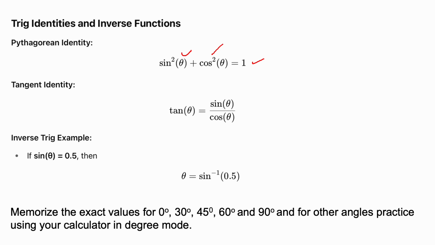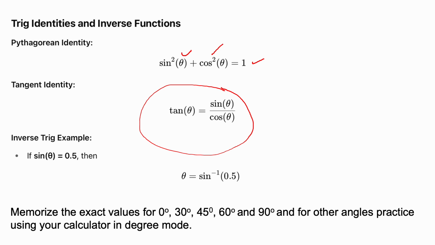The second identity, which is important especially for the ACT test, is tan theta equals sin theta by cosine theta. And again, these are identities, so they are true for any value of theta. Very often in questions you may have to use this second identity.